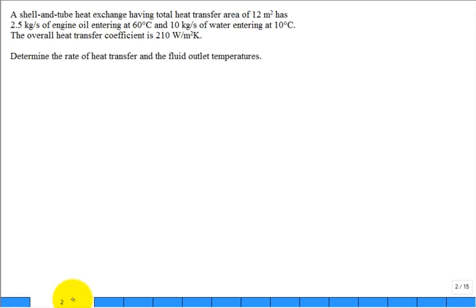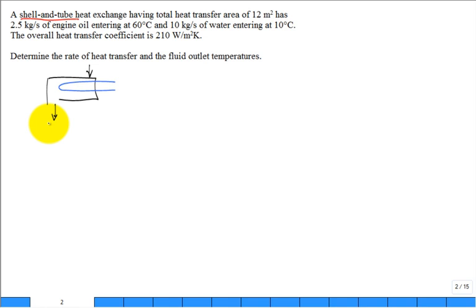Here's a problem. So we have a shell and tube heat exchanger. It's a different type of heat exchanger, not a concentric tube. What does it look like? Well, in your mind you can think of something going like this. Maybe it's a U-tube configuration. Maybe I have an inlet and an outlet on the shell side. The details are, that's what comes to your mind: a shell and tube heat exchanger.